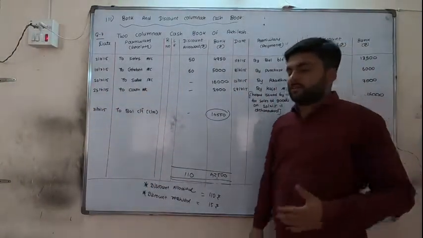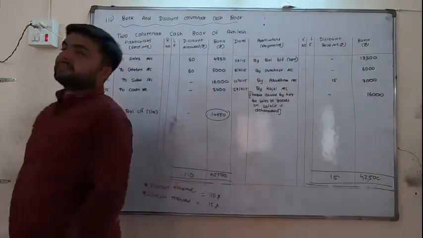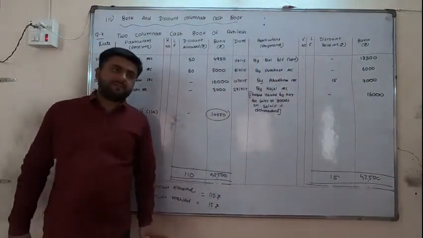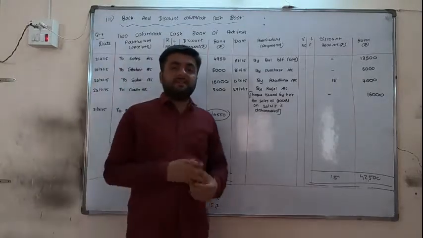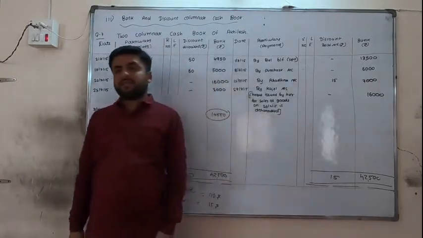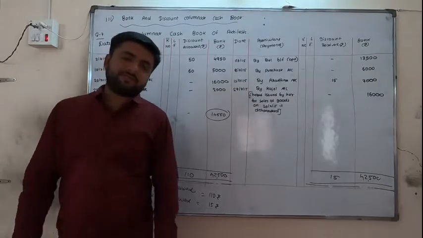So friends, we are completing this topic today. Tomorrow we are taking the three columnar cash book, and I am not taking it today because it is a long discussion and it should be compared with the sum. So we are seeing it tomorrow itself. So that's all for today. Thank you so much.